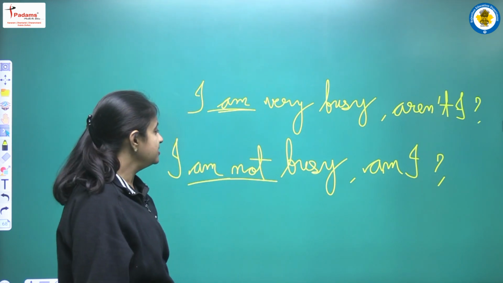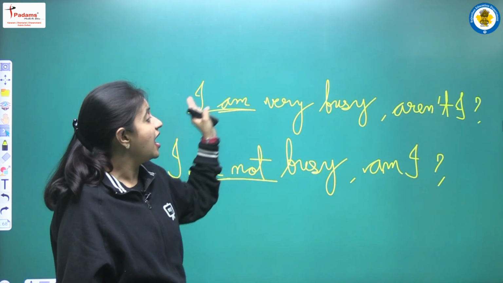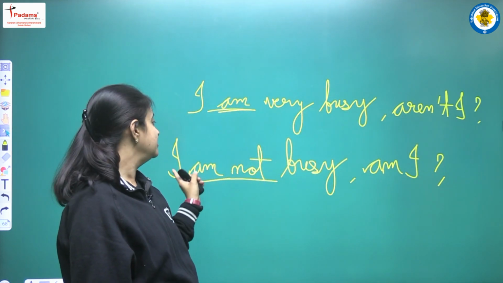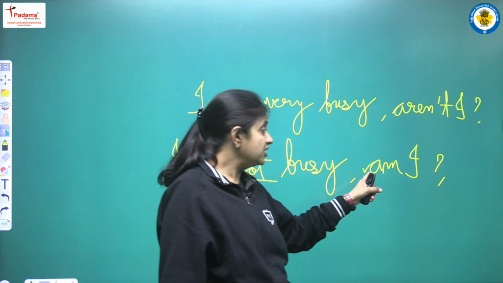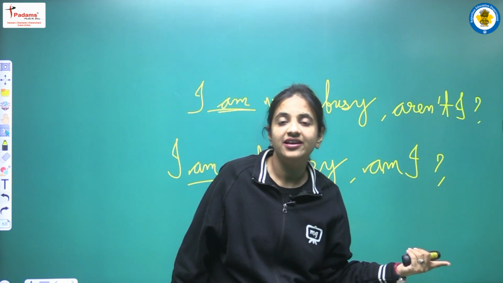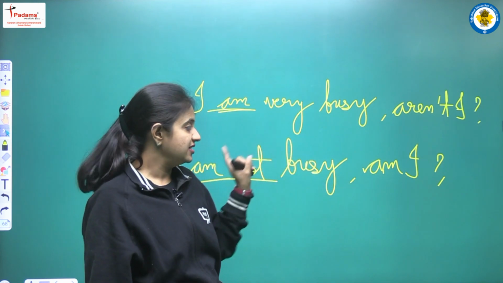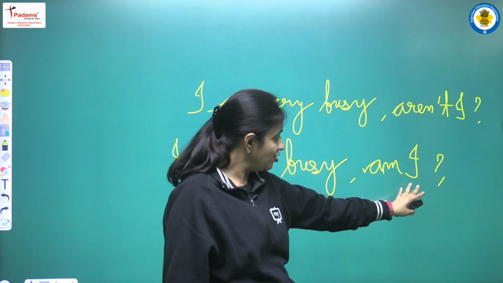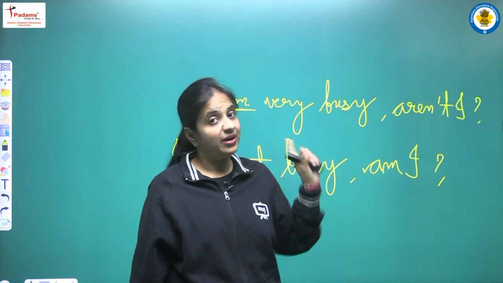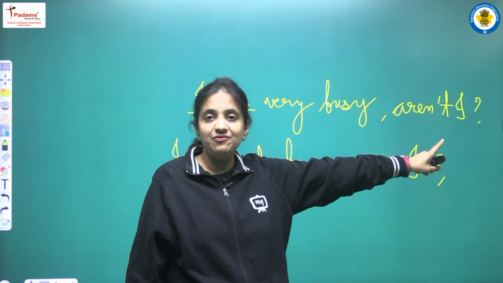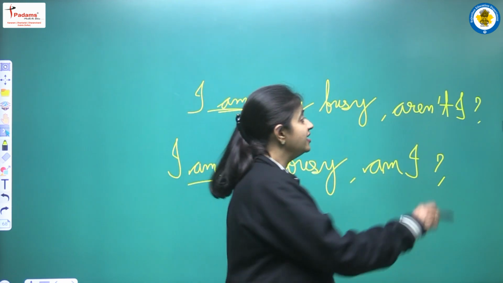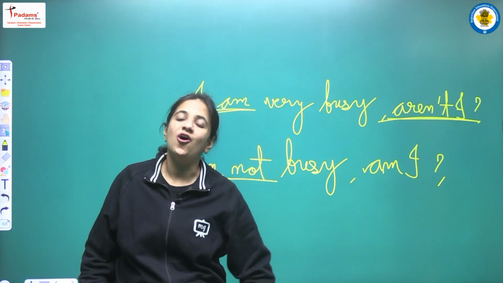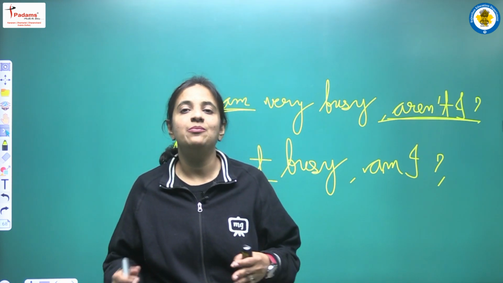So this is the reason the question tag of the sentence I am very busy will be aren't I, and the question tag of the sentence I am not busy will be am I. Clear? This is the rule: if we have to make a positive question tag, then it will be am only, but if we have to make the negative question tag, am plus not, then it will be aren't.